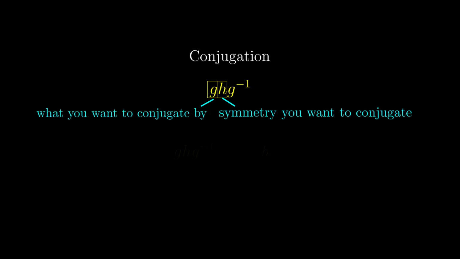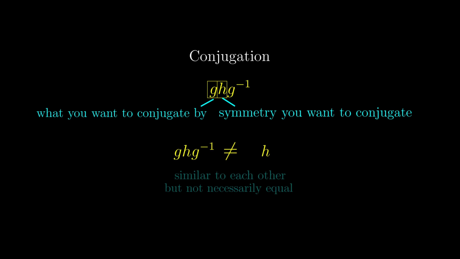The reason why I emphasize that this is not normal multiplication is that H after conjugation is not the same as H itself. In fact, G H G inverse and H are very similar to each other, though not necessarily equal to each other. But how similar are these two symmetries?